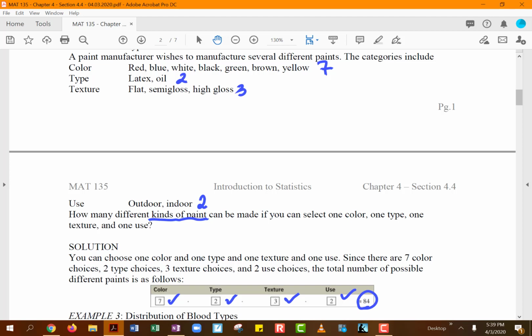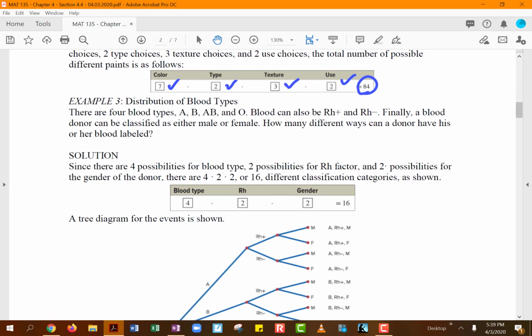Okay, now let's look at example 3 over here. This is talking about the distribution of blood types. So of course we know there are 4 blood types. You have A, B, AB, and O. And then you can also have blood which could be Rh positive and Rh negative. And then they are talking about, of course, you can also classify the donor as either a male or a female. So they basically want to know how many different ways can a donor have his or her blood labeled.